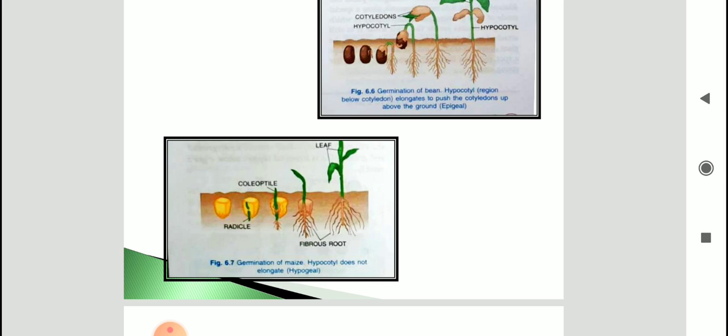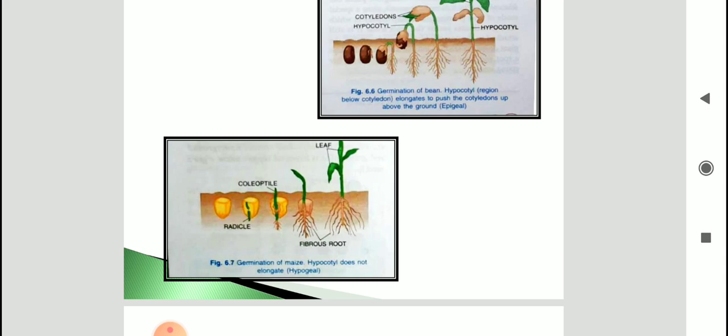Apart from this, in your book you will also find one more example of hypogeal germination, that is in the seed of pea. Since it is hypogeal germination, the same thing is happening there. The seed coat will rupture, the radicle will elongate and grow downward in the soil, and epicotyle elongation takes place. When the epicotyle elongates very rapidly, the plumule becomes free and comes out, young leaves appear, and they start producing food. Here also the primary root is initially formed, and later it is replaced by the taproot system.